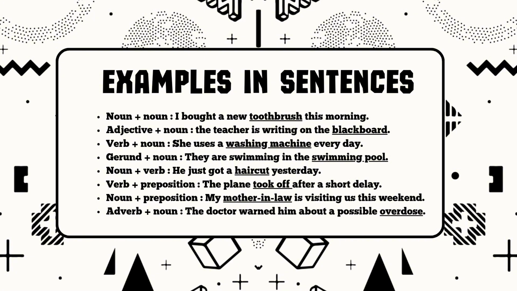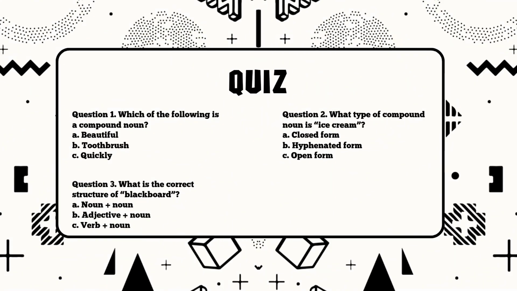Verb plus preposition. The plane took off after a short delay. Noun plus preposition. My mother-in-law is visiting us this weekend. Adverb plus noun. The doctor warned him about a possible overdose. Now let's check your understanding. Try to answer first before checking the answers.